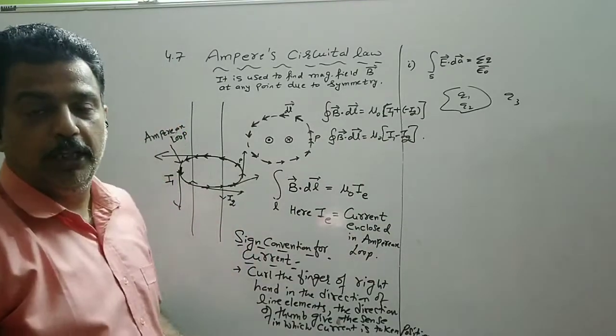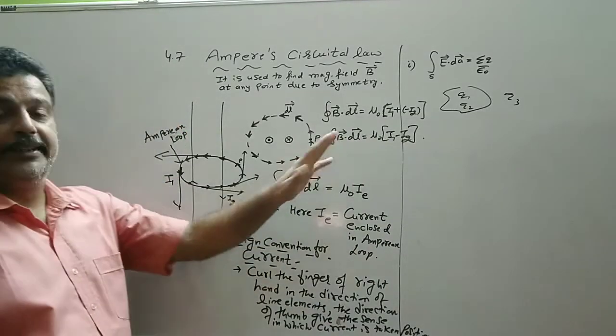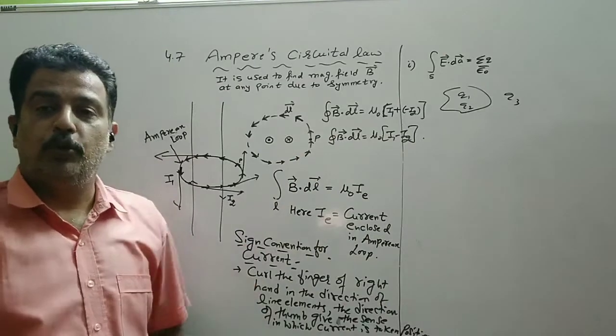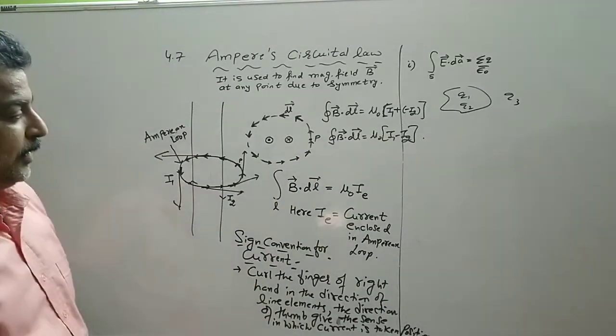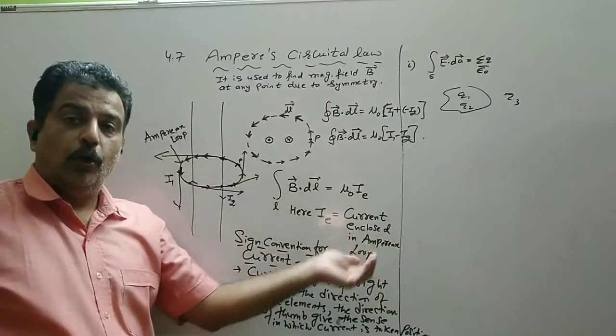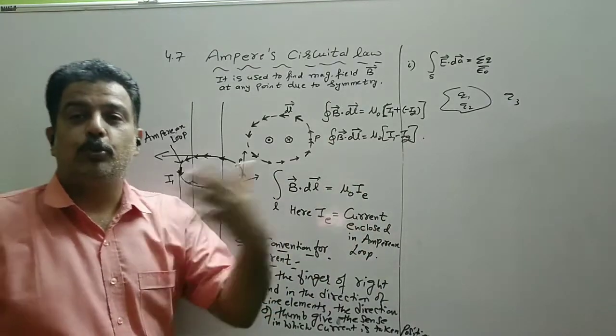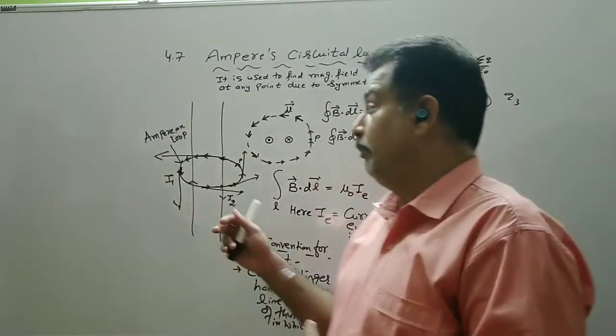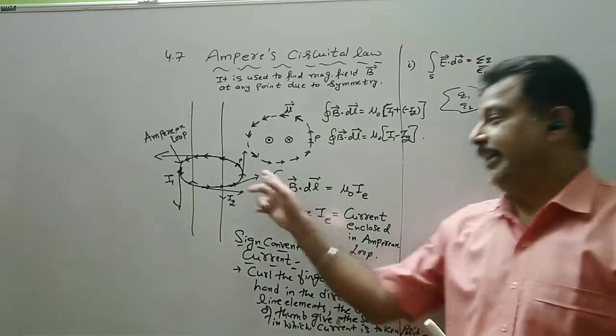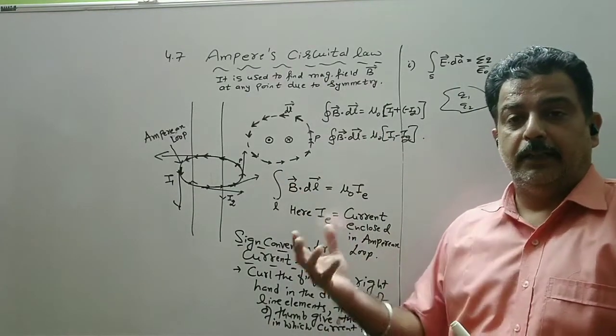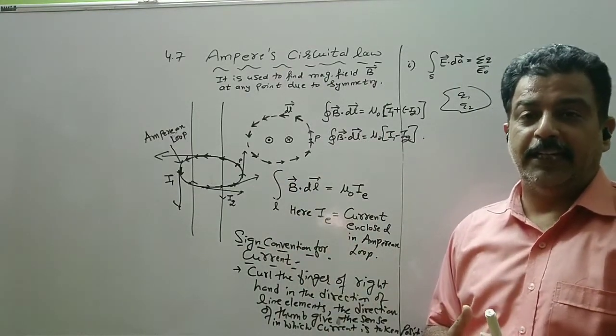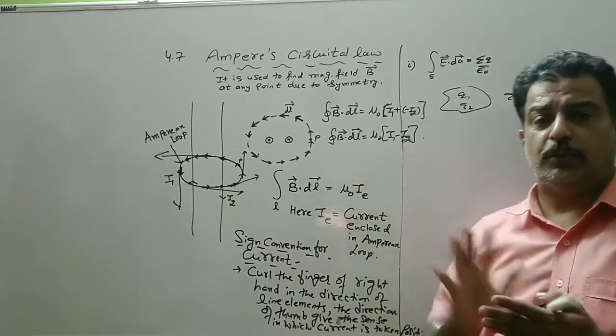At any point on an Amperian loop, B should be tangential and it should be a non-zero constant. So this side can be easily solved. Or B should be normal. So if again B is normal to dl, then the angle would be 90. Sin 90 is 0. So this side becomes 0.